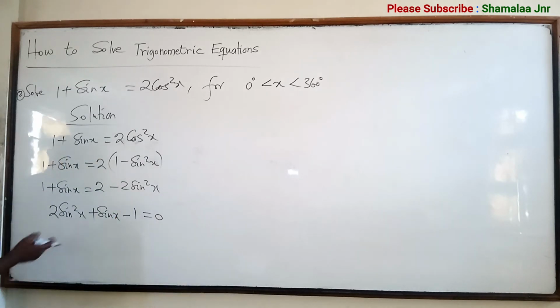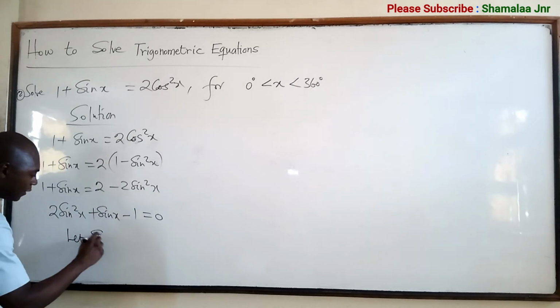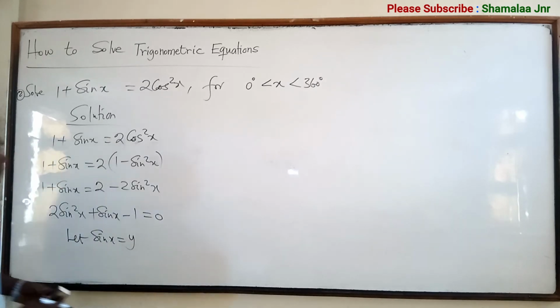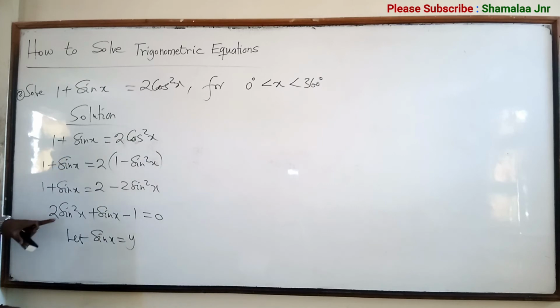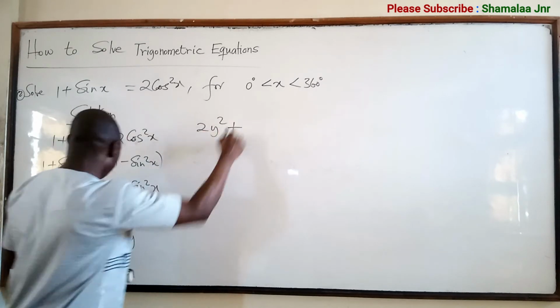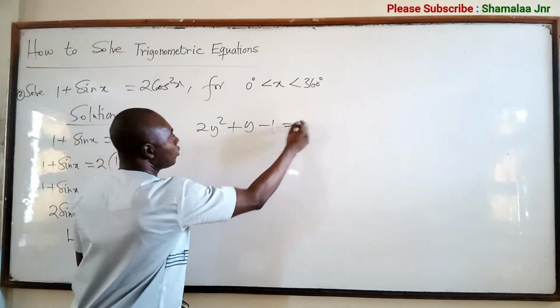Now again, let's make a substitution for sine x. So you can say let sine x be equal to say y. Now this implies that you are going to have 2y squared, because sine squared x is the same as sine x all raised to the power 2. So this one will be 2y squared plus y minus 1 equal to 0.